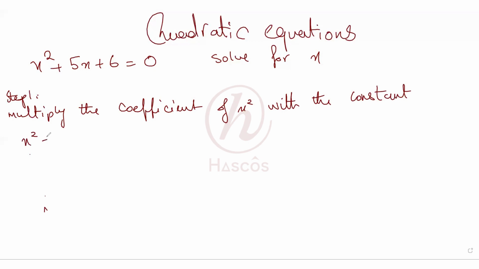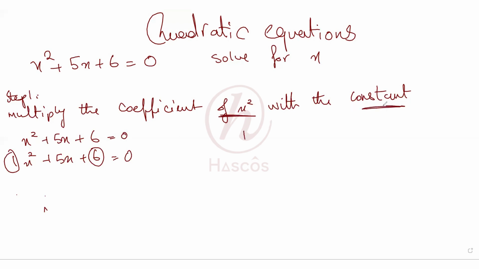Let's rewrite the equation: x squared plus 5x plus 6. Now the coefficient, there is no coefficient of x square written. That means the coefficient of x square is 1. And our constant is a number that is without a variable, that is going to be 6, and our x square coefficient is 1. So we're going to multiply the coefficient of x square, which is 1, and the constant, which is 6. And 1 times 6 gives us a 6. So this is our step number 1.